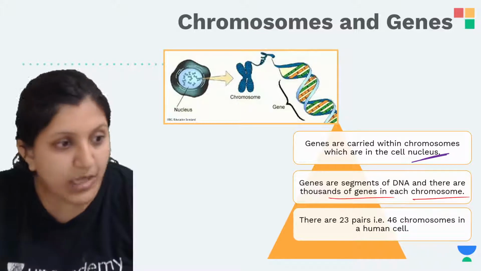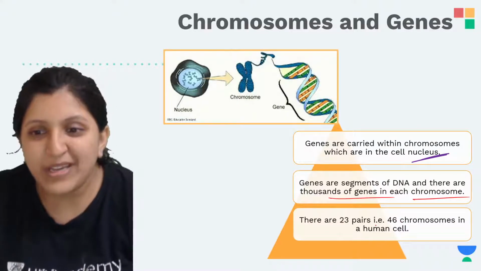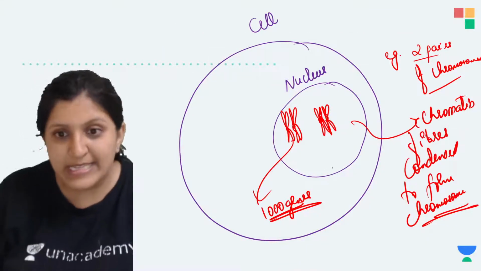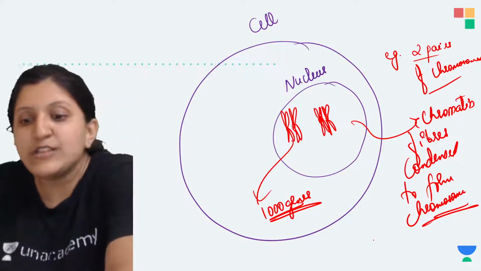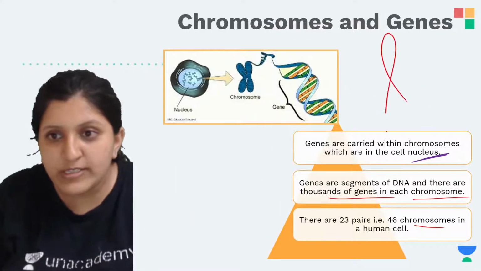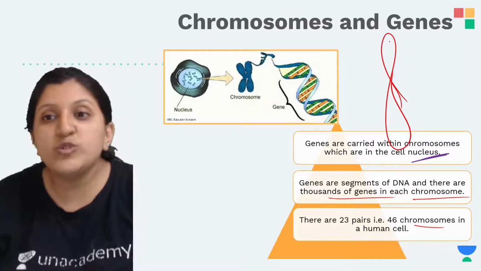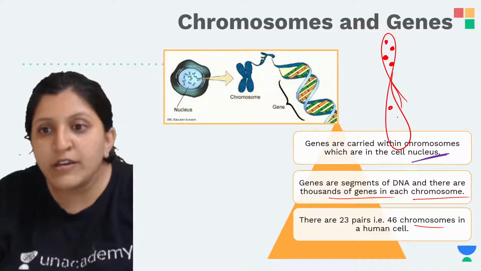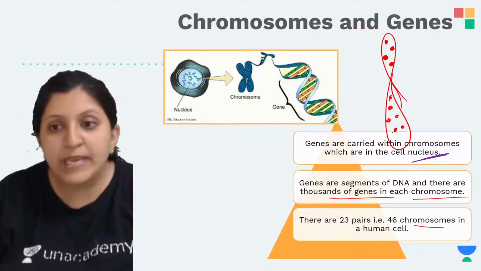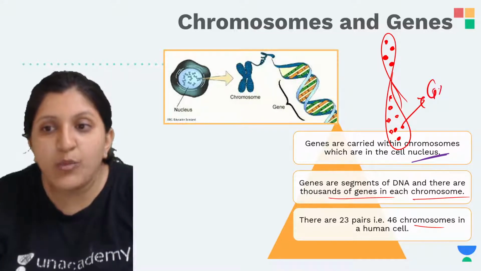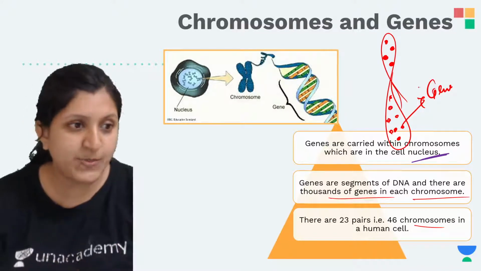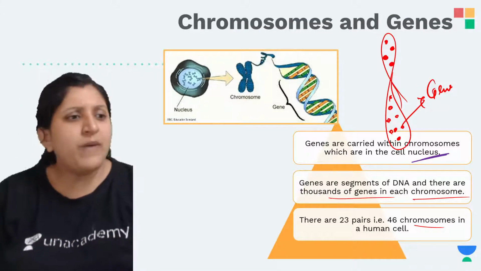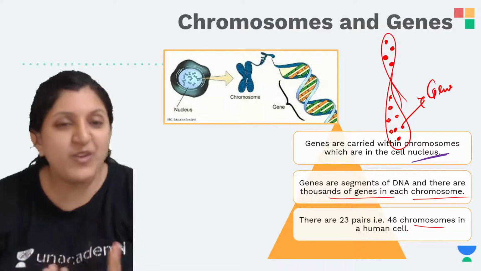There are basically 23 pairs, so that is 46 chromosomes in a human cell. Let's say there is only one chromosome present. In this chromosome you can find a gene here, a gene here, a gene here, or anywhere. These genes are the ones which are going to give you a particular expression, like a brown eye, or maybe straight hair, or maybe a straight nose.